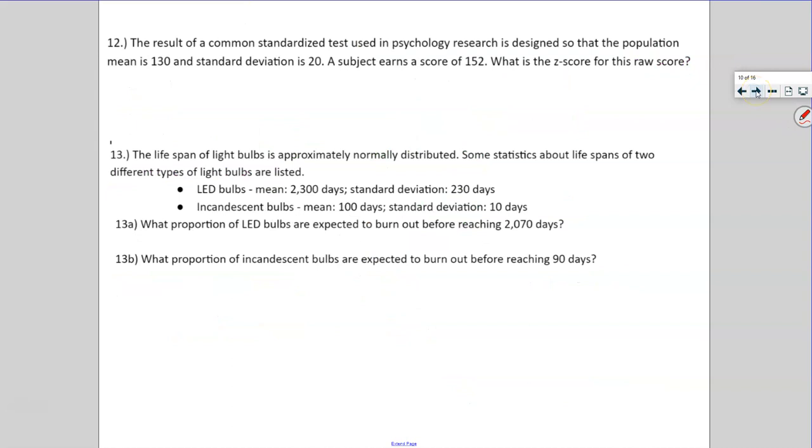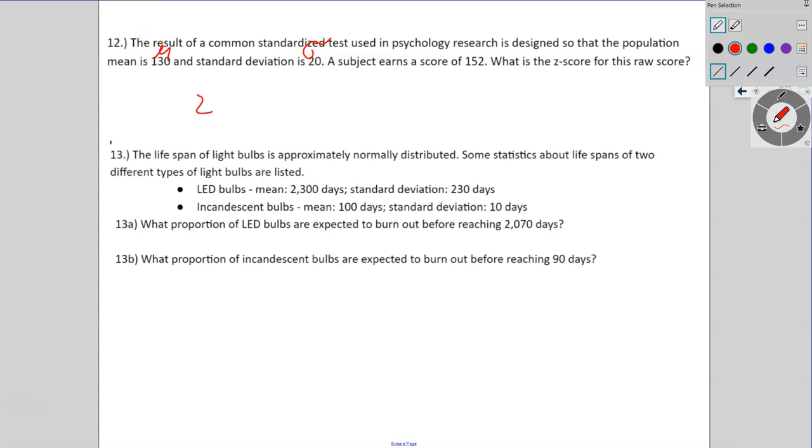All right, question 12. As the result of a common standardized test used in psychology research, it is designed so the population mean is 130 and the standard deviation is 20. A subject earns a score of 152. What is the z-score? Again, z-score is x minus your mean divided by standard deviation. So that is 152 minus your mean, which is 130, divided by 20. It should give you 1.1 as a z-score.